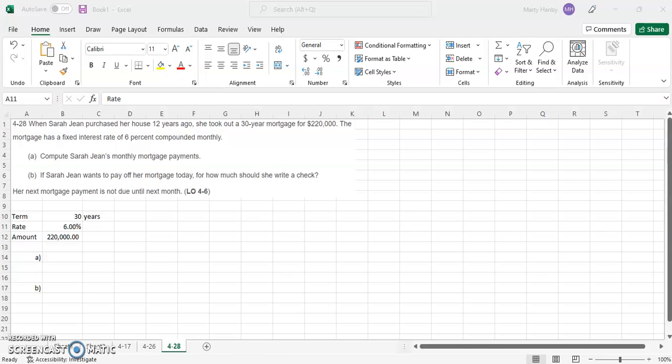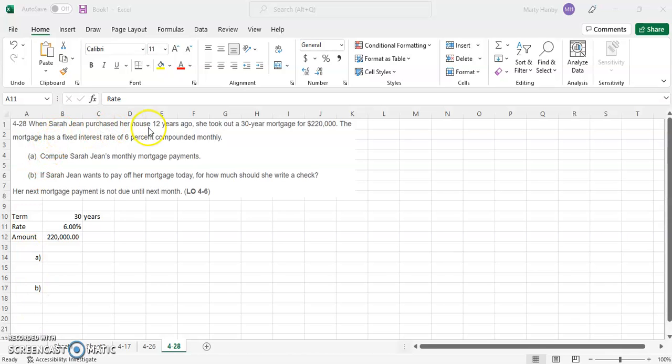Okay, this is problem 28 from chapter 4 of CFIN7. We're going to work it on the BAII Plus Professional, and then we're going to work it in Excel.